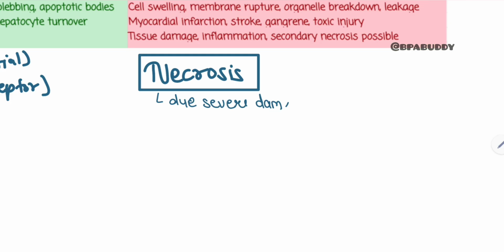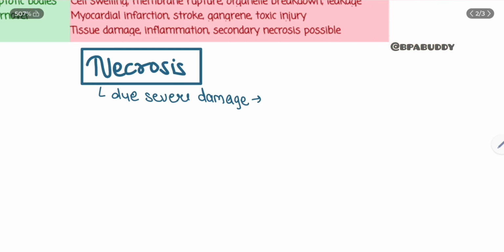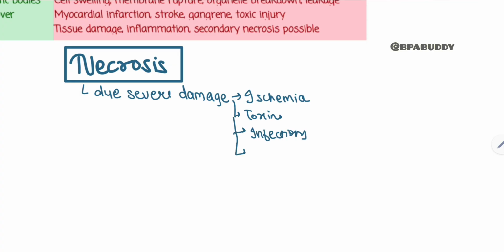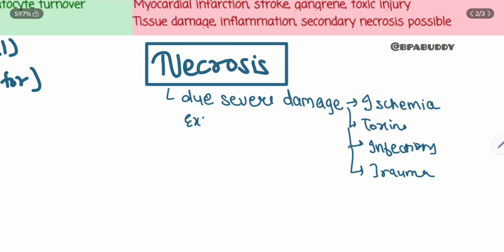Like, for example, ischemia, which is lack of blood supply, then toxins, infections, and trauma. These all cause necrosis. For example, we can say heart attack and stroke. This is why it's caused.